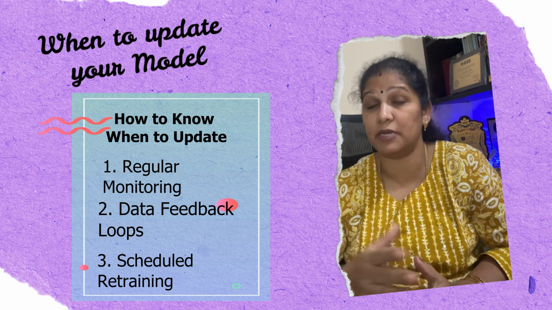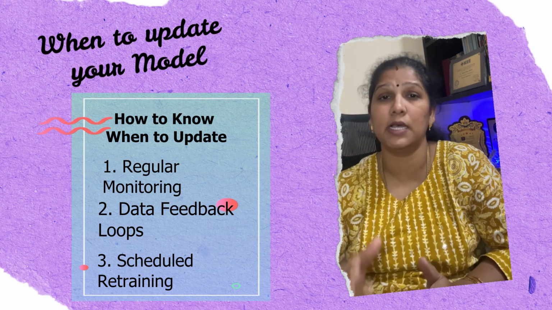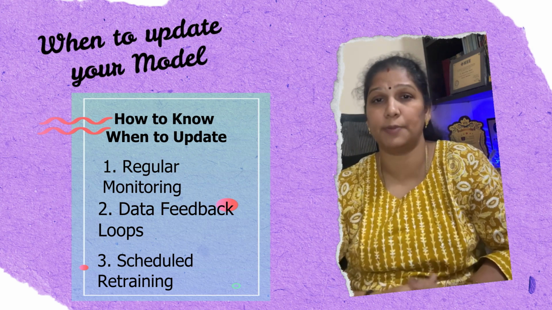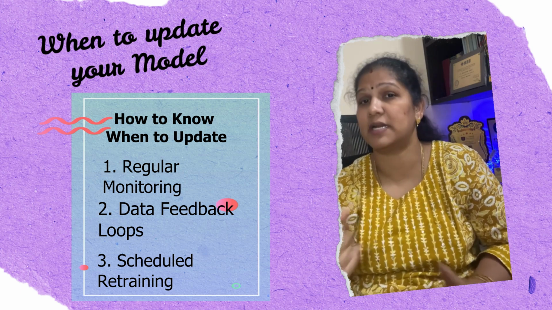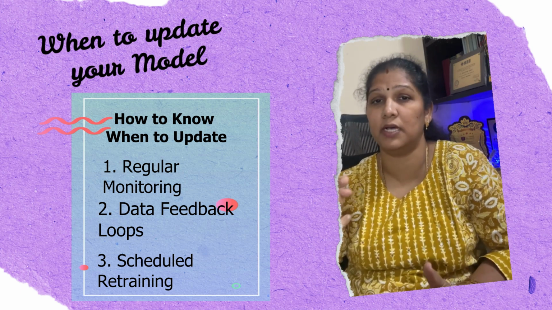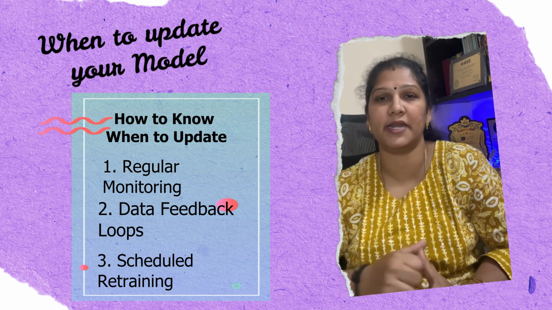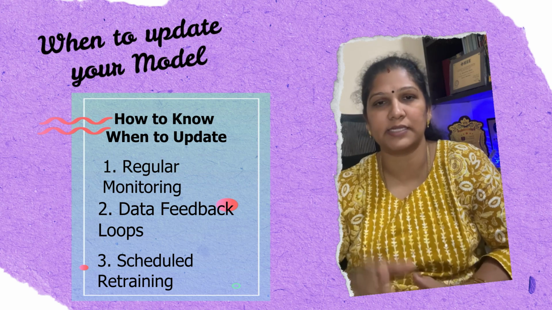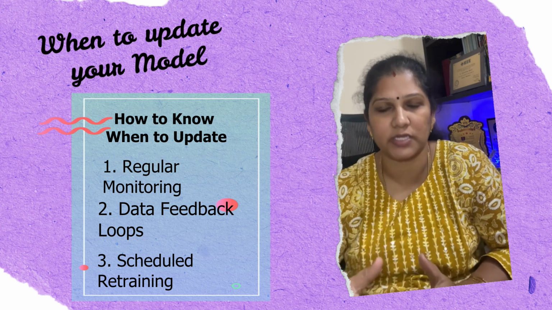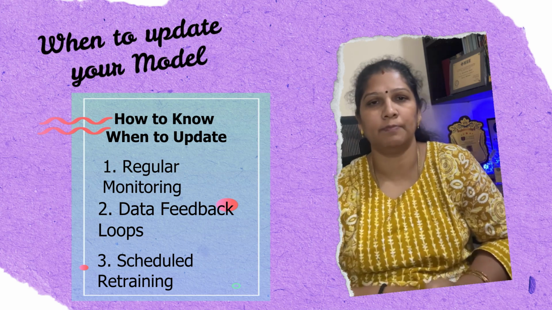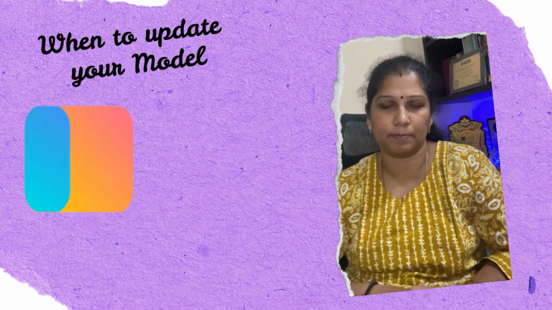Next, data feedback loops. Dear friends, use a feedback loop to gather performance data from the model's predictions. For instance, if you have a recommendation system, track whether users are engaging with the suggested items. Next, scheduled retraining. In some cases, it's helpful to retrain the model on a set schedule, such as quarterly or annually, especially when dealing with fast changing data.